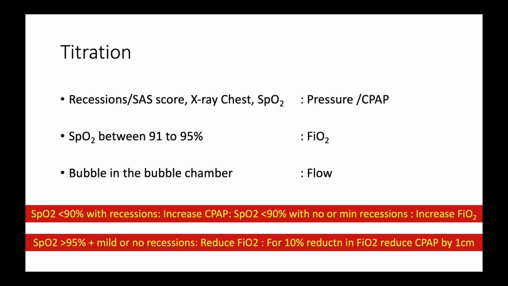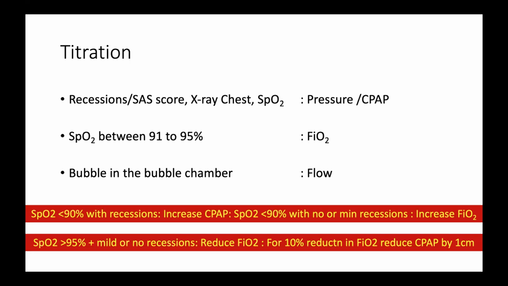Suppose the baby is on 7 pressure and FiO2 of 50%, and if the retractions are minimal, but if the saturations are above 94, 95, you start decreasing the FiO2. So you can decrease the FiO2 from 50 to 45 and from 45 to 40%. For every 10% reduction in the FiO2, you can come down on the pressure. So from 7, you come down to 6. Now from 40% FiO2, you decrease the FiO2 to 35 and 30. And from 6, you come down on the pressure to 5 centimeters.